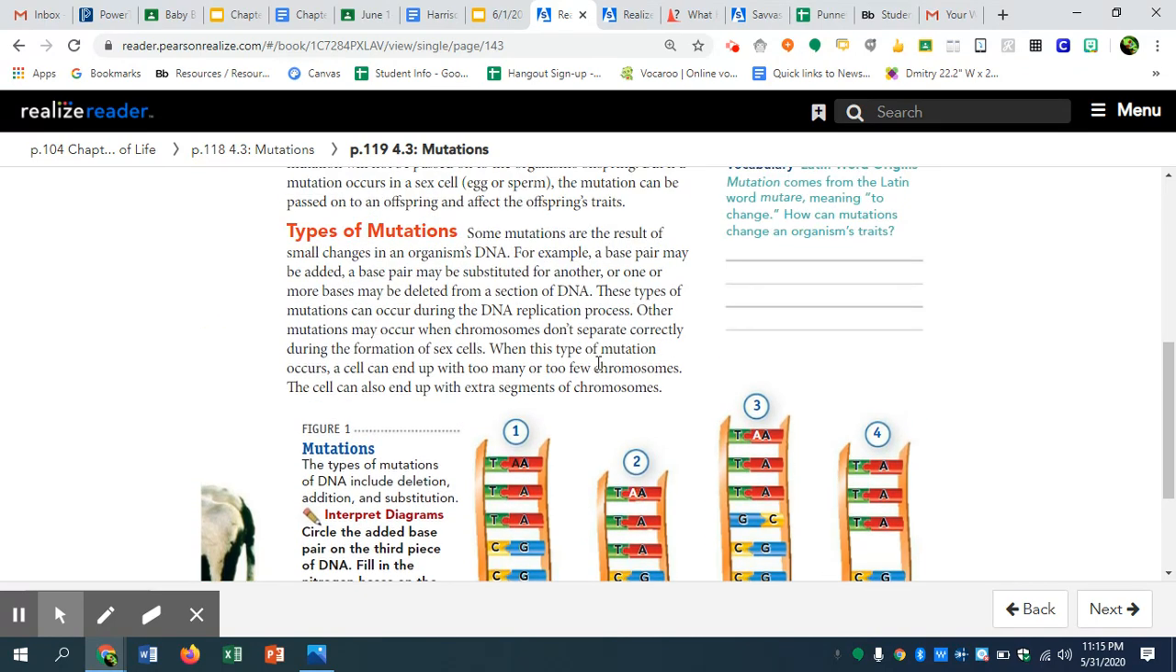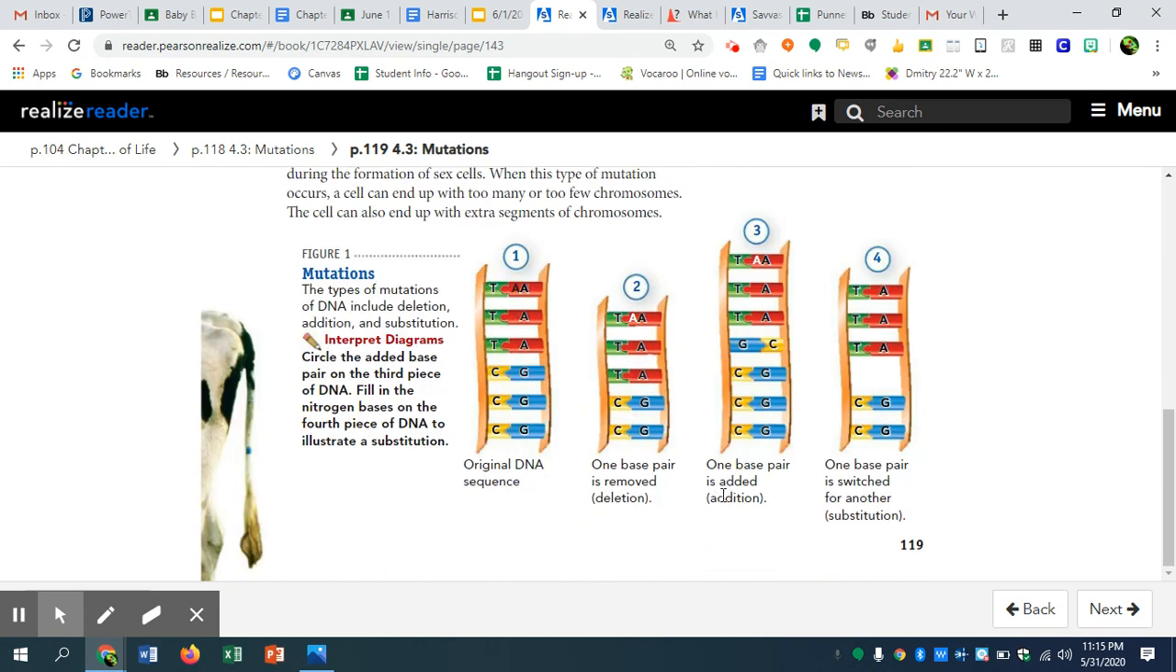And then the third kind is called addition. It's when this is the normal original base pair, and something is added in. It's extra. So again, it's kind of like reading a paragraph and there's extra words in there and it doesn't really make sense. So the 3 types of mutations: deletion, addition, and substitution. So it says circle the added base pair on the 3rd piece of DNA. Fill in the nitrogen bases. So these are just the nitrogen bases, on the 4th piece of DNA to illustrate a substitution.